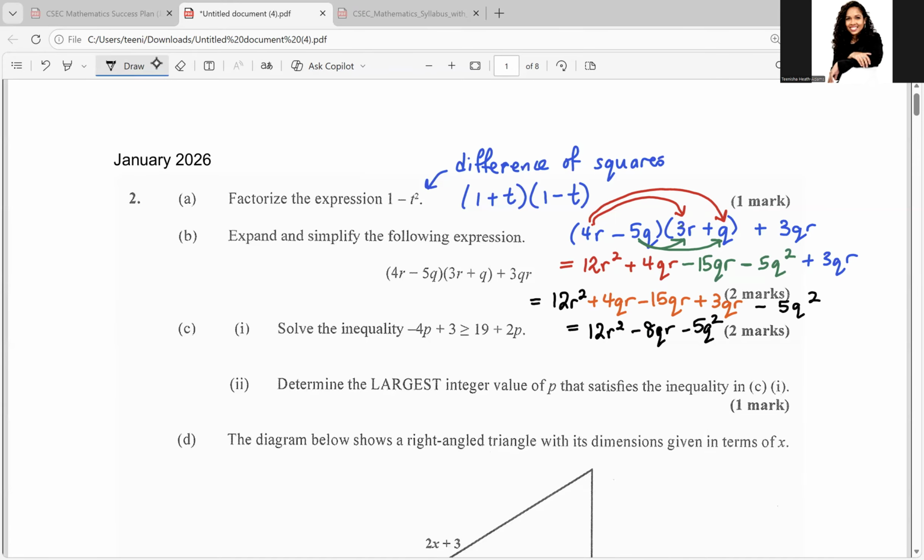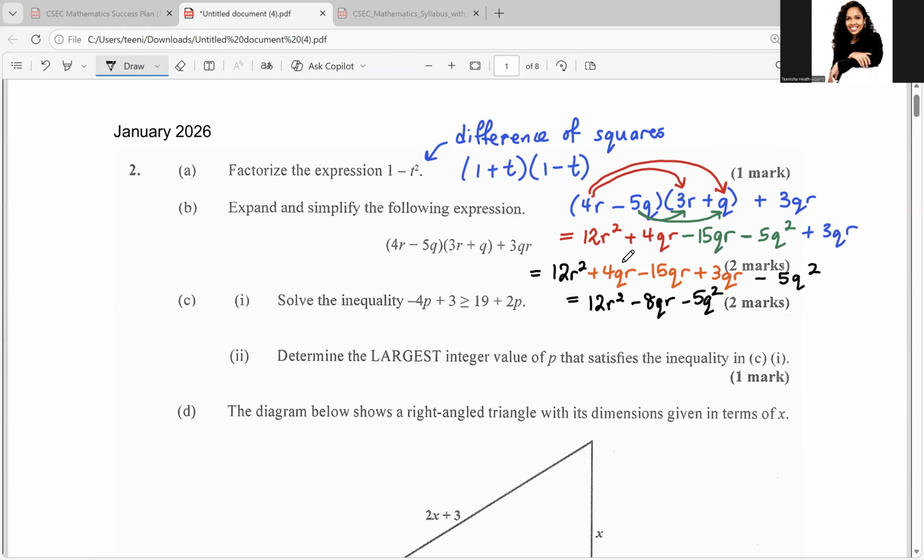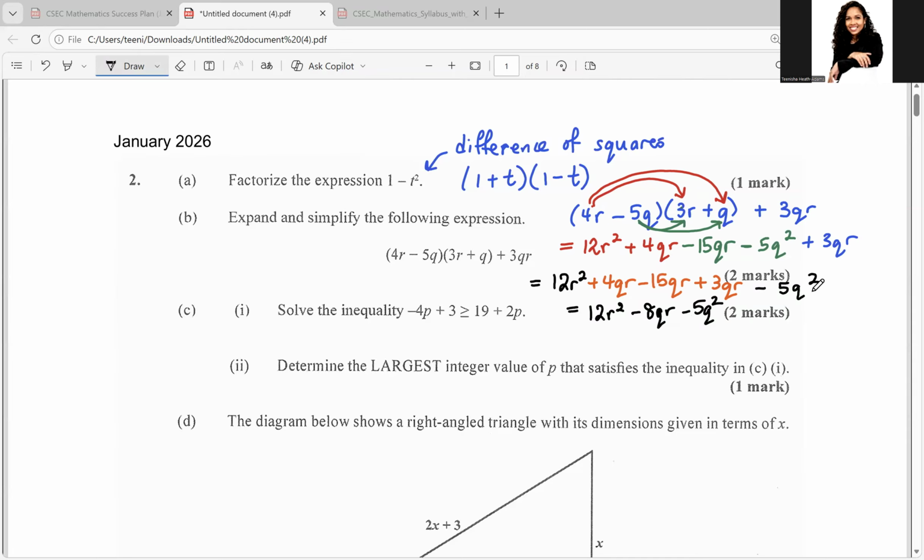Right. Next, we have solve the inequality. Oh, I did tell you I would show you two ways to do this. The other way is simply how you write it. So from here, from the 4R minus 5Q, all multiplied by 3R plus Q.